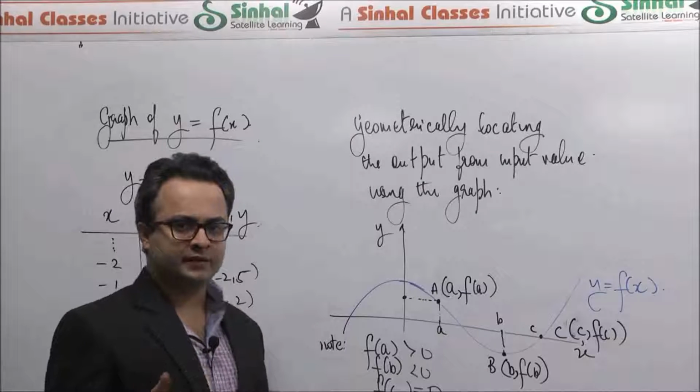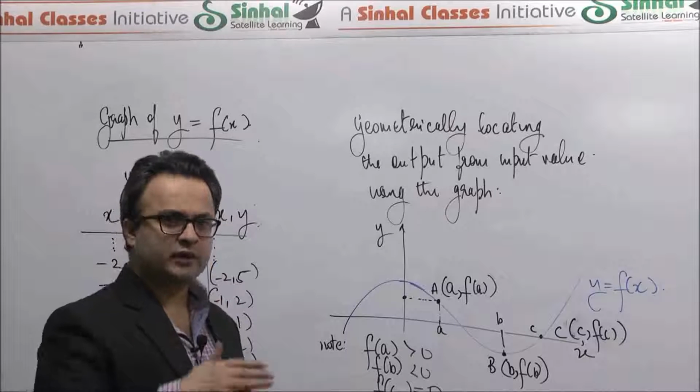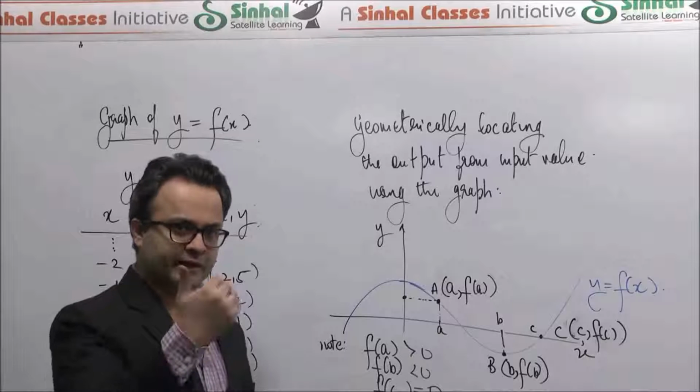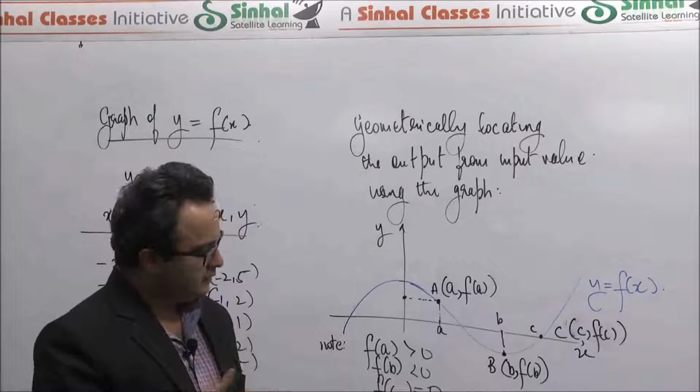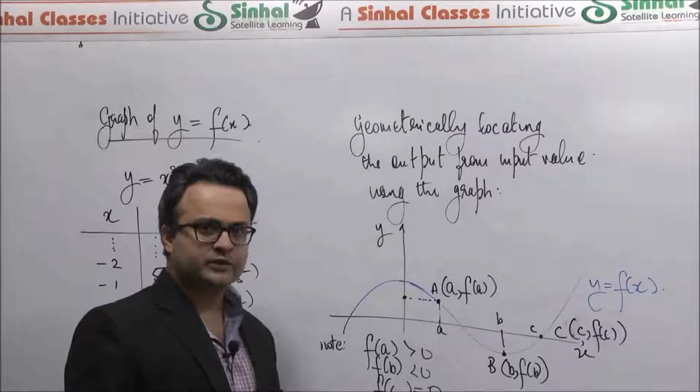You'll draw a line through the output. So if the output is 2, you'll draw a line parallel to the x-axis at a height of plus 2, and you look at the corresponding points of intersection, and from those points you'll draw perpendiculars onto the x-axis.